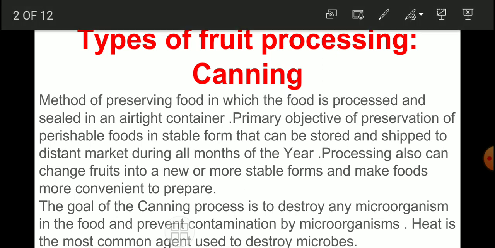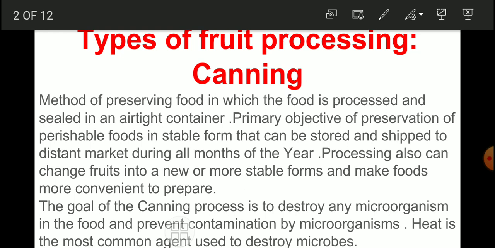The goal of the canning process is to destroy any microorganism. My friends, we say that fruits are very perishable, meaning they get easily damaged, because of their characteristic presence of sugar and water. That sugar and water is responsible for providing a favorable condition for the growth of microbes which damage the fruits, isn't it?